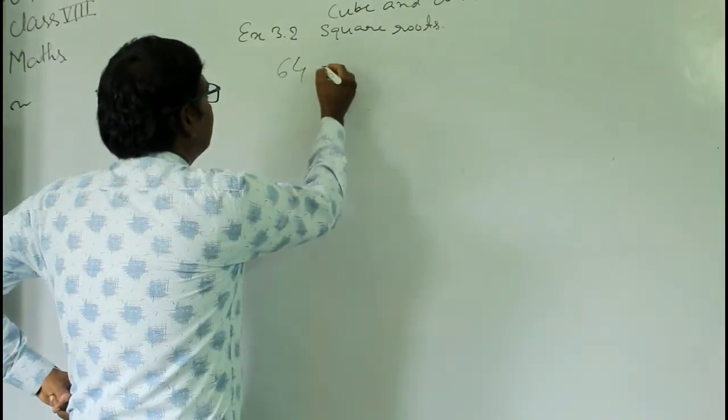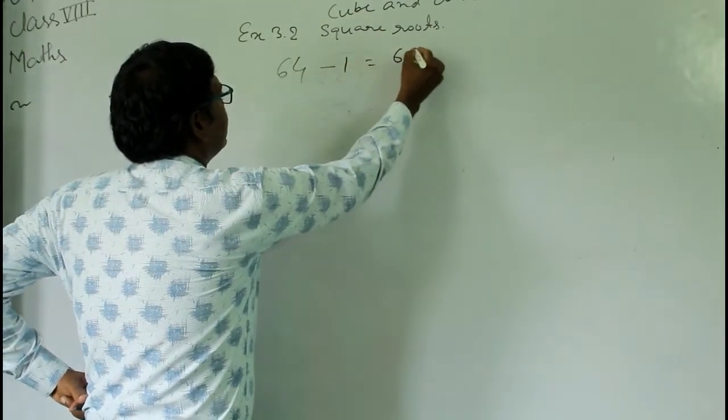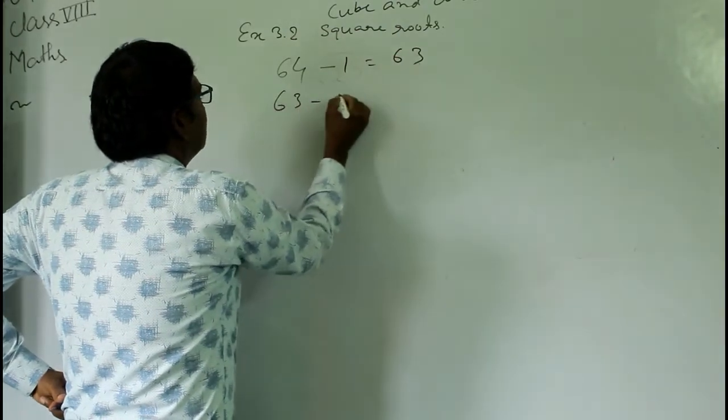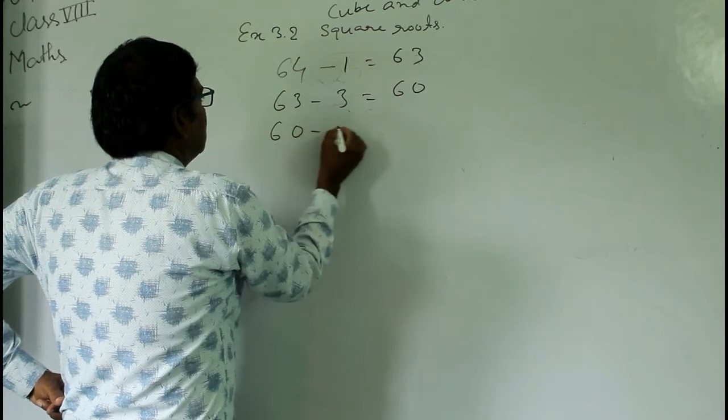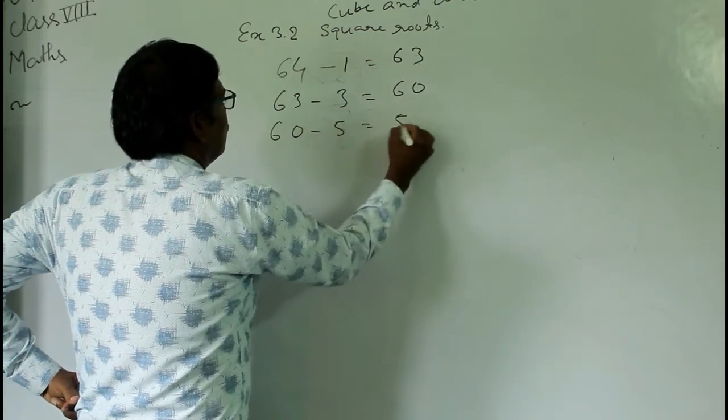So first subtract 1, so it will be 63. Then the next odd number will be 3. Then subtract here, it will be 60. Then 60 minus 5 will be 55.